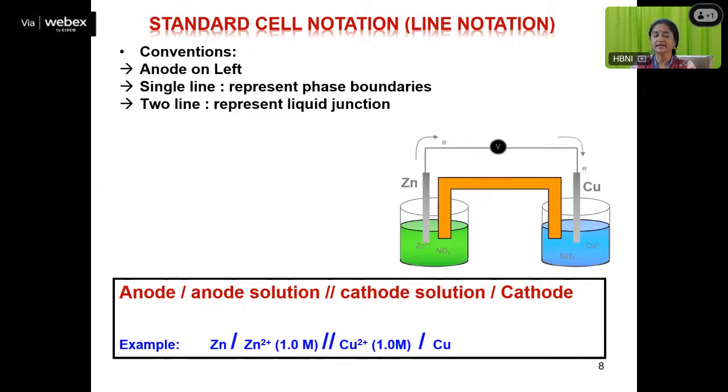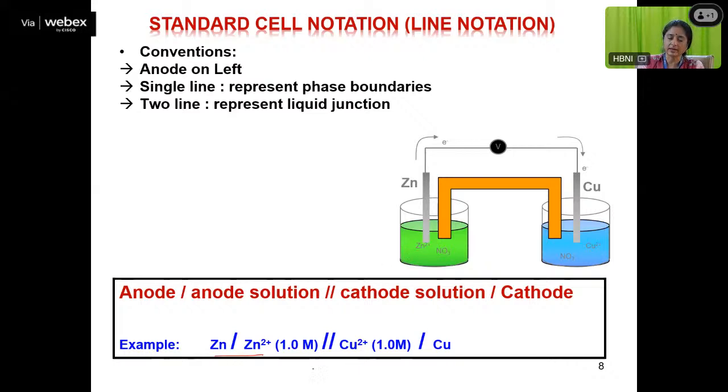So now the standard cell notation. Normally, at all times you cannot draw the whole system, so there is a notation. From the notation, you can find out which is the anode, which is the cathode, and how it has been arranged. So the convention is that the anode is on the left side. A single line represents the phase boundaries, like Zn | Zn2+. That means the zinc electrode is in contact with the zinc solution. So that is the single line.